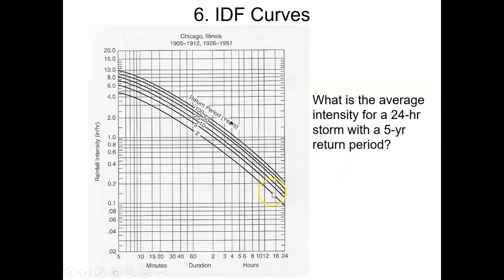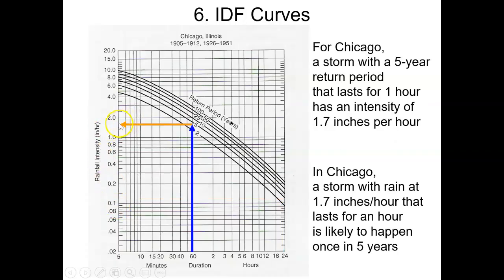What is the average intensity for a 24-hour storm with a 5-year return period? 24 hours, 5-year return period. We come over here, and it's about 0.12 inches per hour. So back here, 1.7 inches per hour. That's a big storm. It only happens once every 5 years, but that's not going to last. That's for 1 hour. It's not going to keep raining that hard for longer than that.